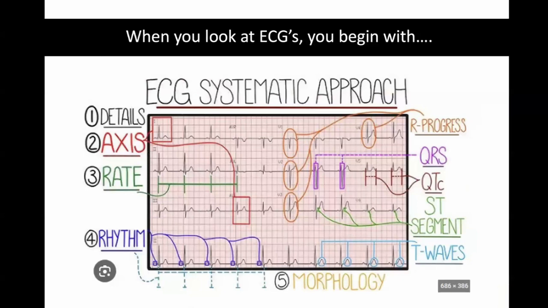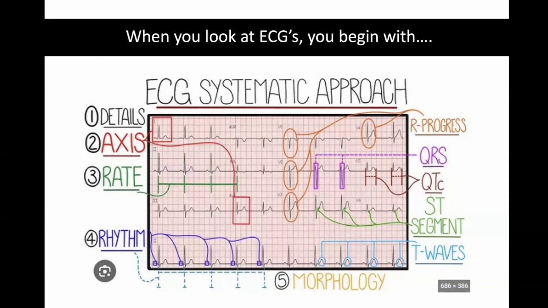When you look at ECGs, you begin with a systematic approach. So let's see if this approach can make looking at an ECG a slightly less daunting task. Having a systematic approach to any ECG will help you to stay organized and competent when interpreting ECGs, so that you can correctly interpret them every time.